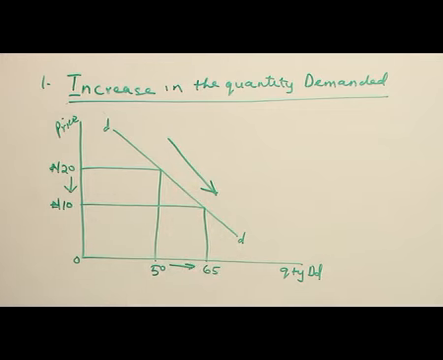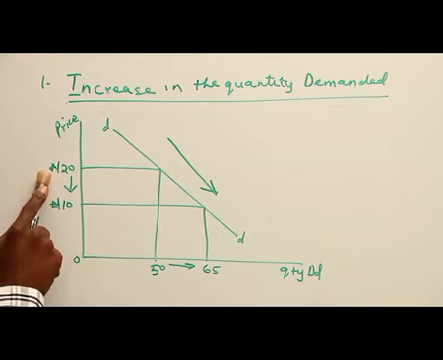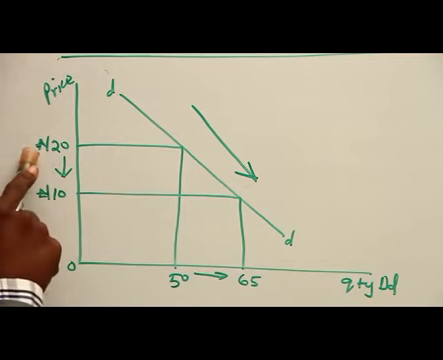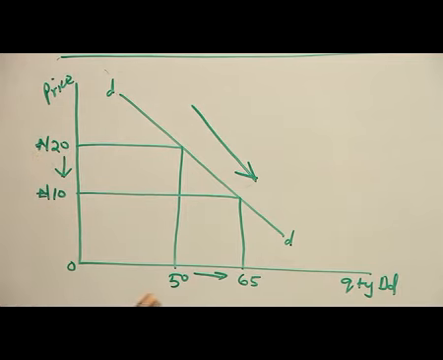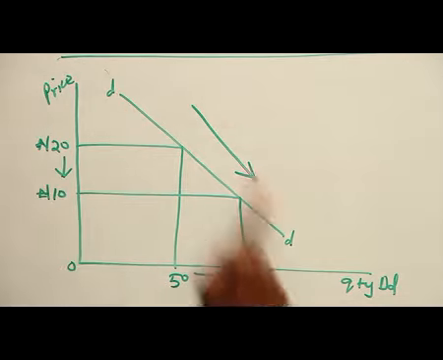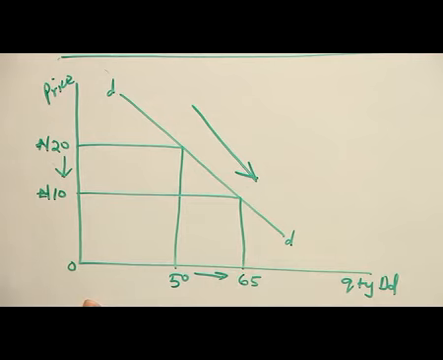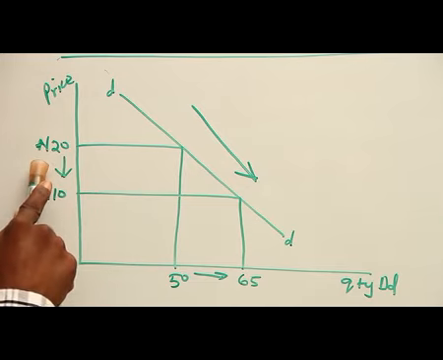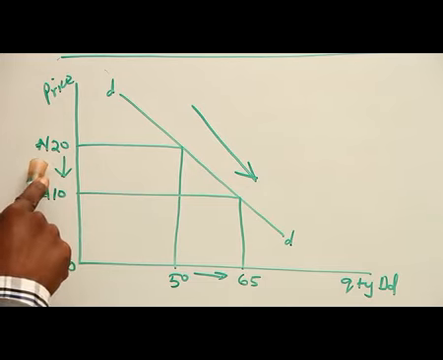So from the diagram, you observe that there is an increase in quantity demanded as a result of what? As a result of a fall in price from 20 naira to 10 naira. As the price decreases from 20 to 10 naira, quantity demanded increases from 50 to 65. The demand curve is downward sloping. So therefore, there is an increase in quantity demanded as a result of a decrease in price, while other factors affecting demand are not of interest here. That is, they are constant.